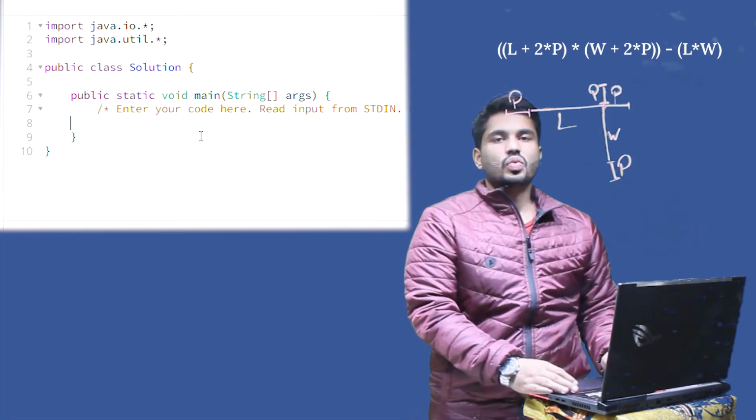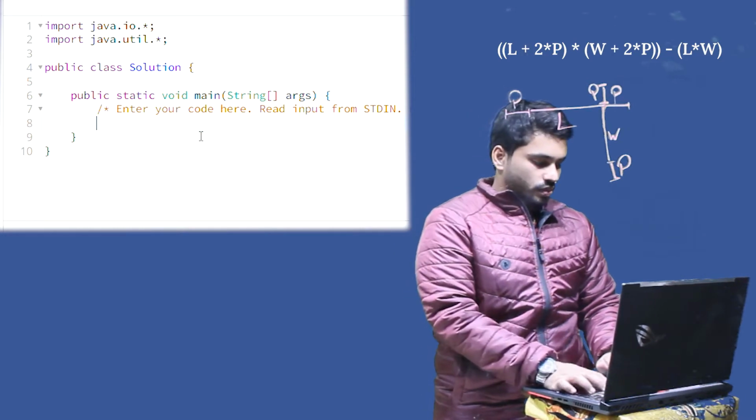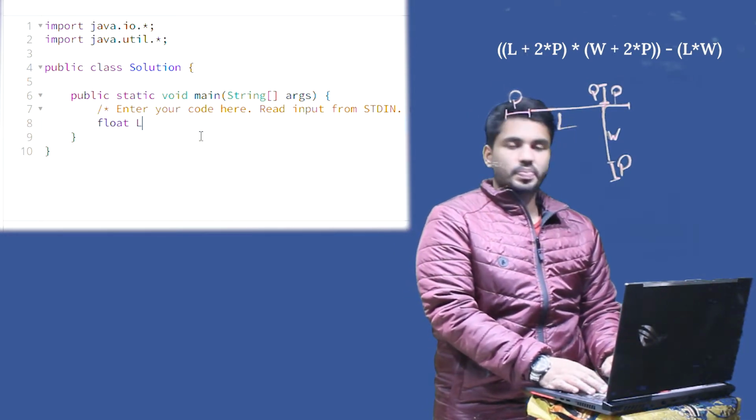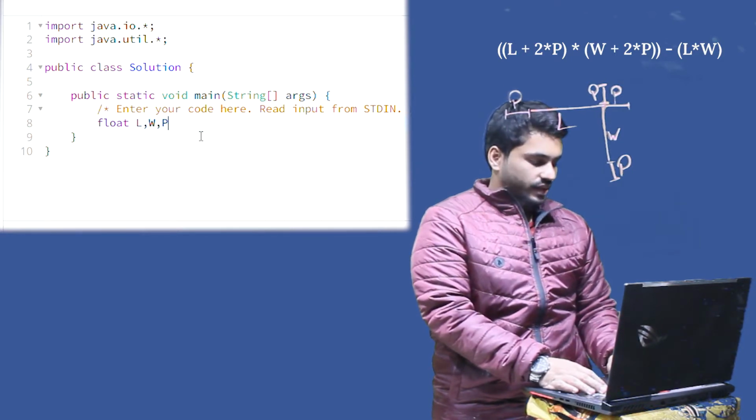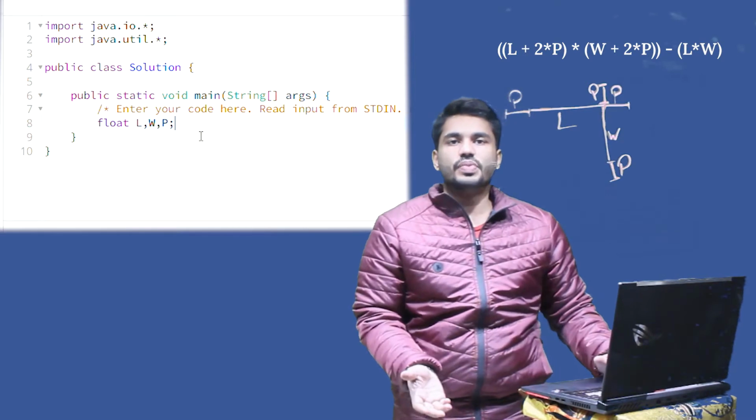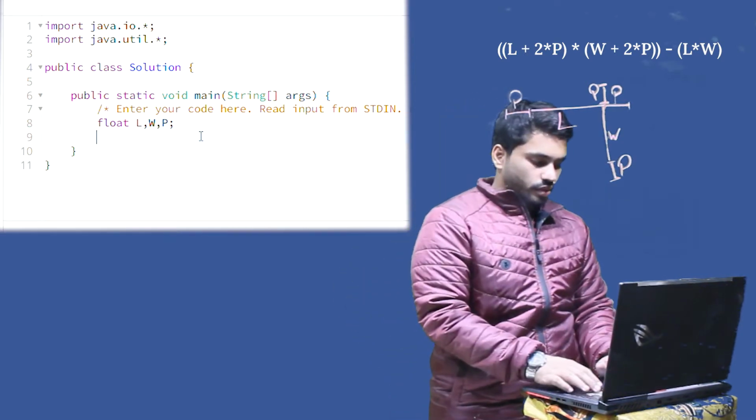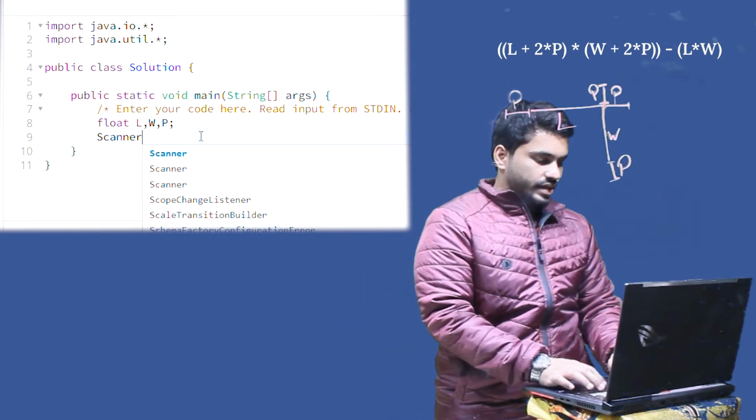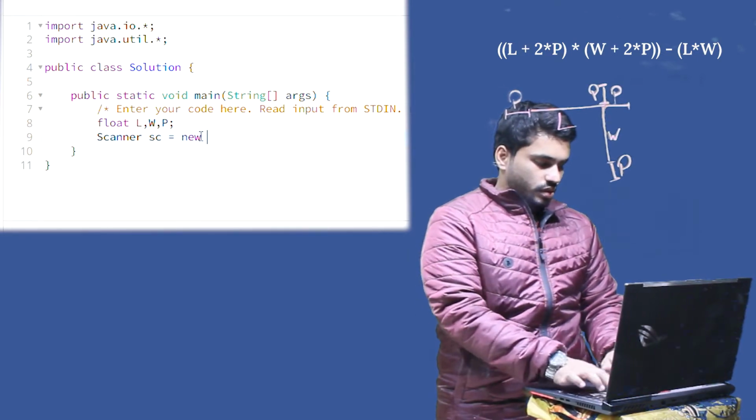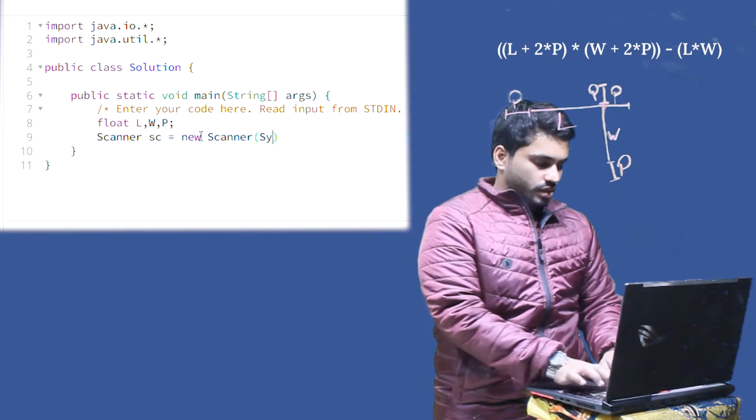So first of all, we'll take three float variables to store the length, the width, and the width of the path. Then we'll make a Scanner class object to take the input from the user. So Scanner sc is equal to new Scanner(System.in).